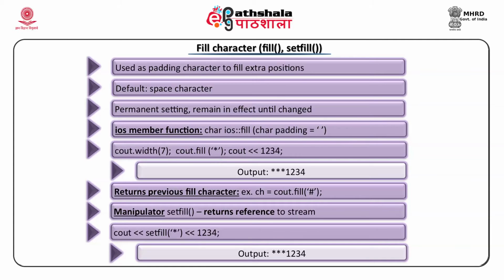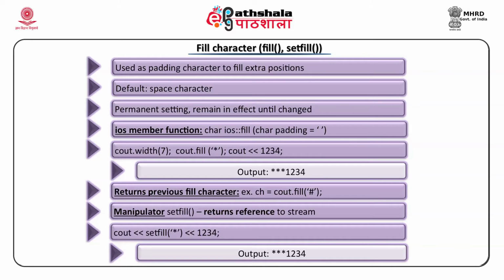Now, whatever settings we will be using, the settings are permanent. That means once it is set, unless and until we change it, it will remain in effect. ios fill returns the previous fill character, and we will specify as an argument what filling character we want to use. See this example: cout width 7, then we say the fill character to be used is asterisk, and I want to output 1, 2, 3, 4.